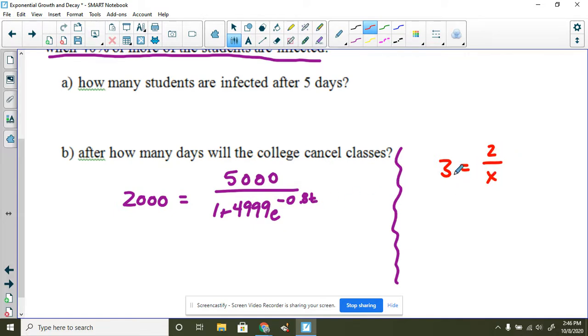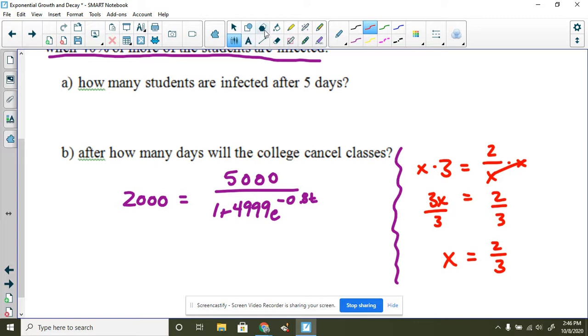Well, let's take a much simpler approach and look at a problem like this. If I wanted to solve for x, I could multiply by x, and then I would clear it out of this fraction, right? So then my equation would say 3x equals 2. Then to solve for x, I would divide by 3. So I'd end up with x equals 2/3.